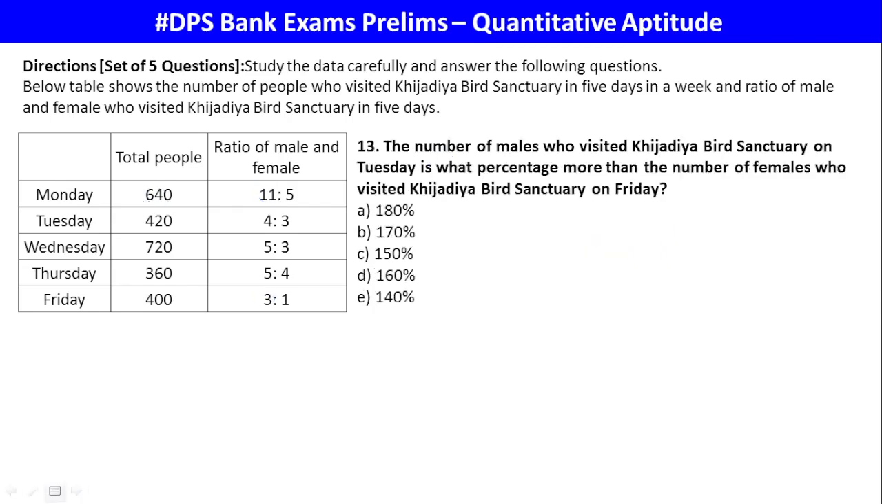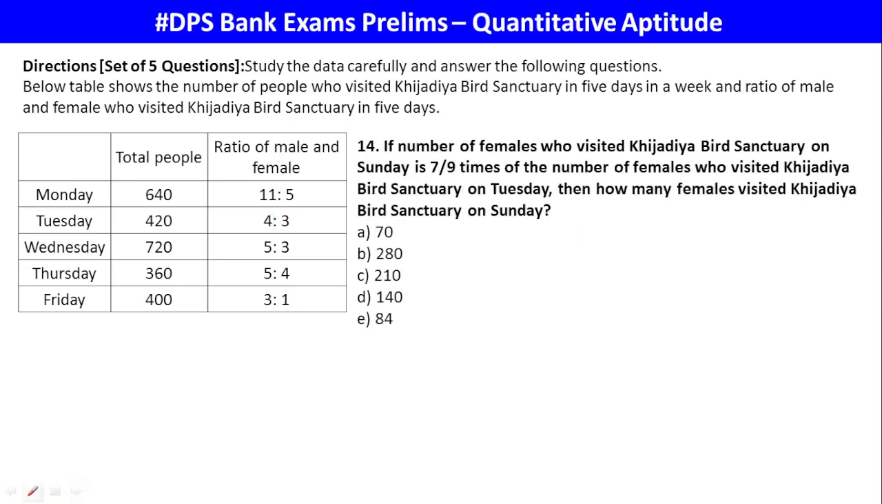Then next question. The number of male who visited on a Tuesday, number of male 7, 6 times 42, 4, 6 times 24, is what percentage more than female who visited on Friday? Friday 100. Difference is 140 out of 100 into 100. 140%. Option E is the correct answer.